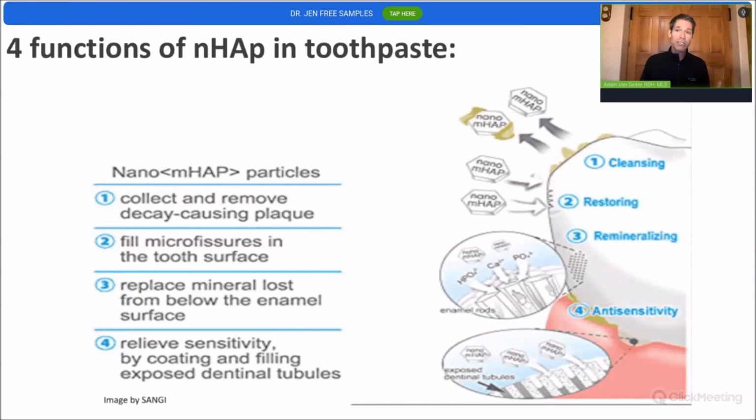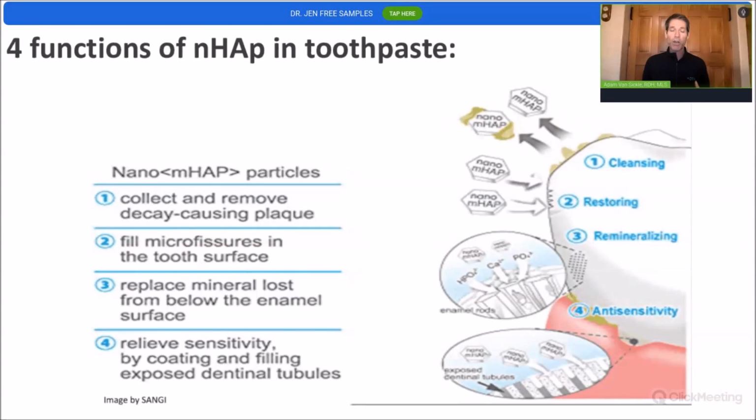Unfortunately, though, nano-hydroxyapatite, even though it has a long history, it's been around since 2003, been utilized in Europe and Japan and South America, even Canada, it is not regulated in our country. And so you see, unfortunately, companies that are putting in ineffective particle sizes of hydroxyapatite or microhydroxyapatite. And unfortunately, those crystal particles are unable to integrate into the subsurface lesions.